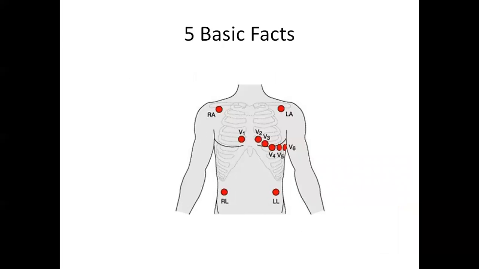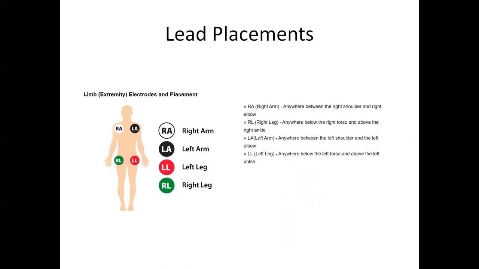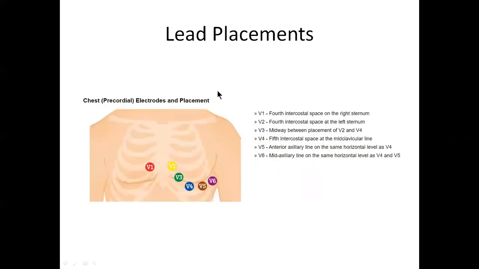Before we start learning to read an ECG, there are some basic facts you need to know. The first one is lead placement. We have 4 limb leads, that is right arm, right leg, left leg. Next, we have 6 chest or precordial leads, which are named V1 to V6. Positioning them at the correct place is critical for a proper reading of an ECG.